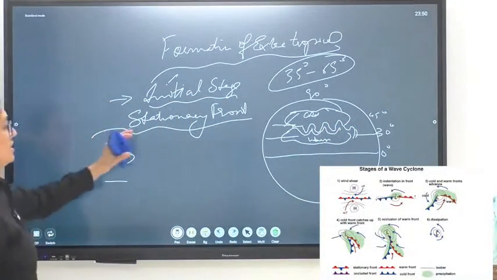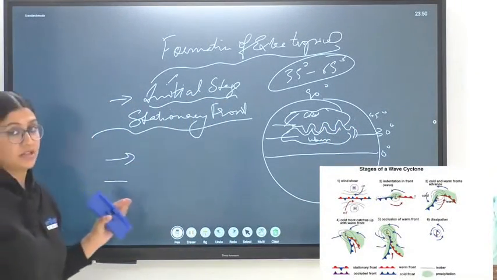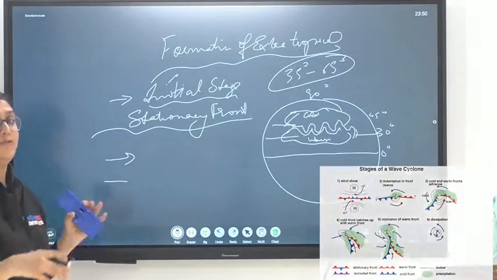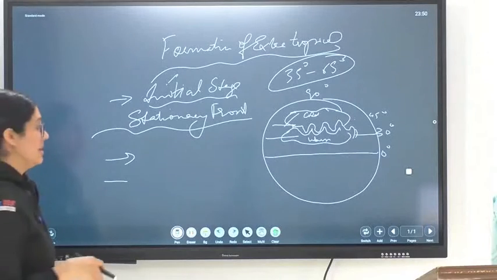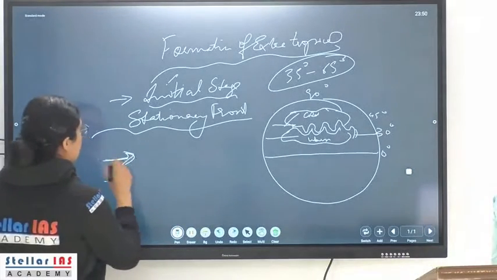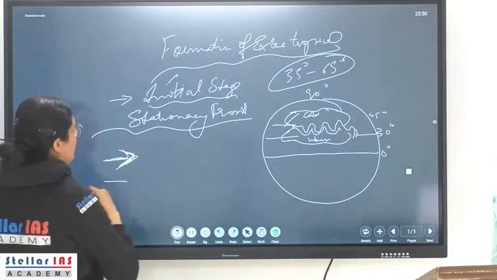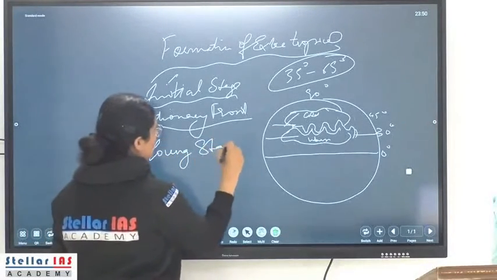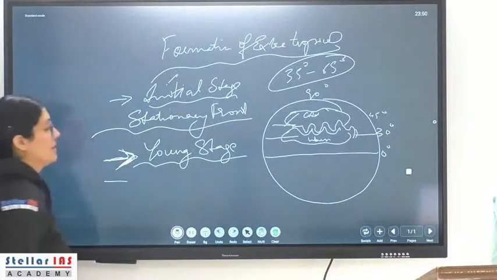So initially they were lying parallel to each other, they were stationary. Then what happens is they tend to move into each other's area and a kind of wave develops, right. So in this case, the front is said to be in its young stage, right?